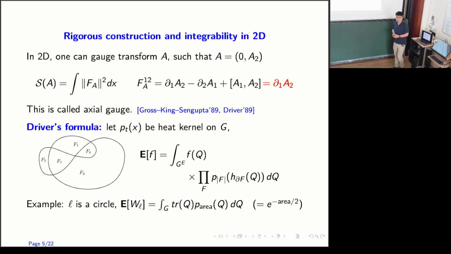But it turns out that in 2 dimensions, you can make sense of it. So what's special in 2 dimensions? The simplest explanation is the following. In 2 dimensions, say if you look at the plane without any topology, we can always find a gauge transformation of a 2-form A such that the first component is 0.